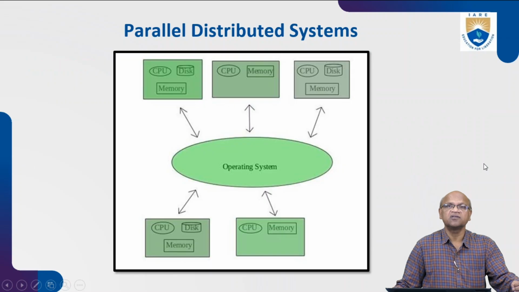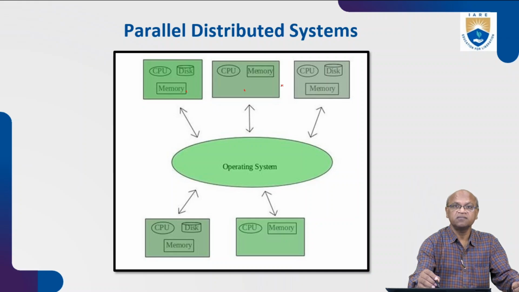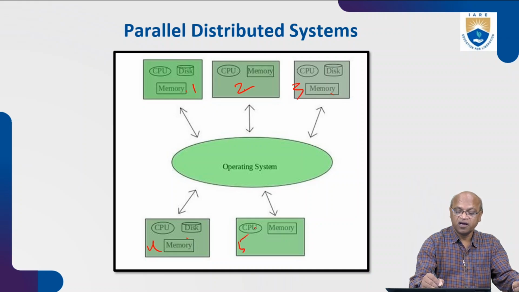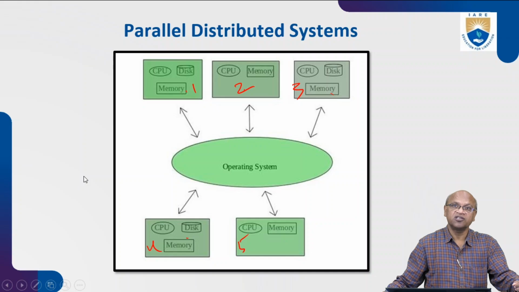Distributed operating systems. Let's look at this diagram. In this one, this is an independent system, and this is an independent system, and this, and this, and this. All are independent systems, 1, 2, 3, 4, 5, and these systems are connected to the operating system. This is nothing but parallel. The operating system will monitor all the systems at the same time. So, parallel distributed systems.